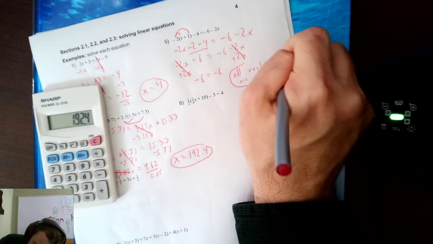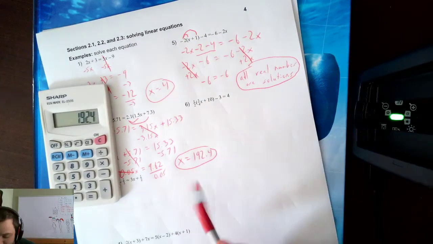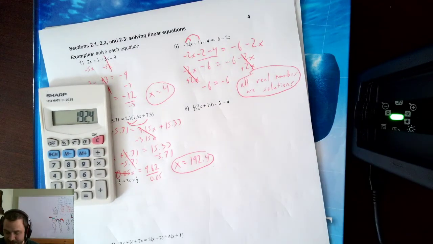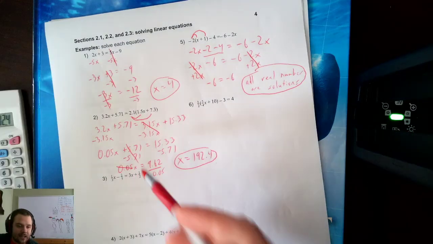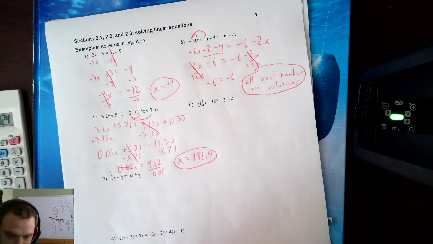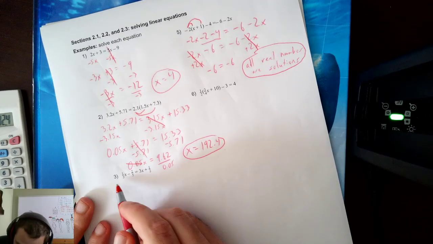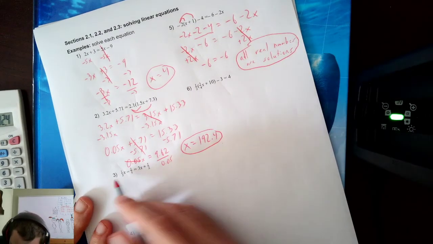And I should have circled this, because this is my answer, right? 192.4 is what I think my answer is. So with decimals, you might need to use the calculator more, but you'll still be doing the same thing. In my third example, I see fractions right away.